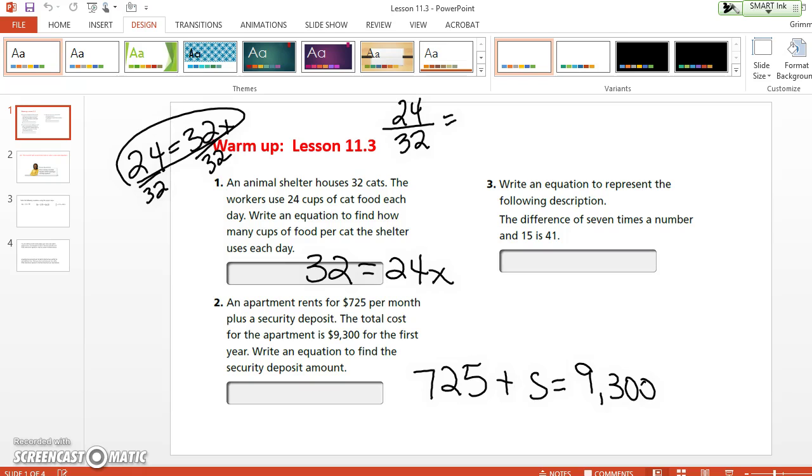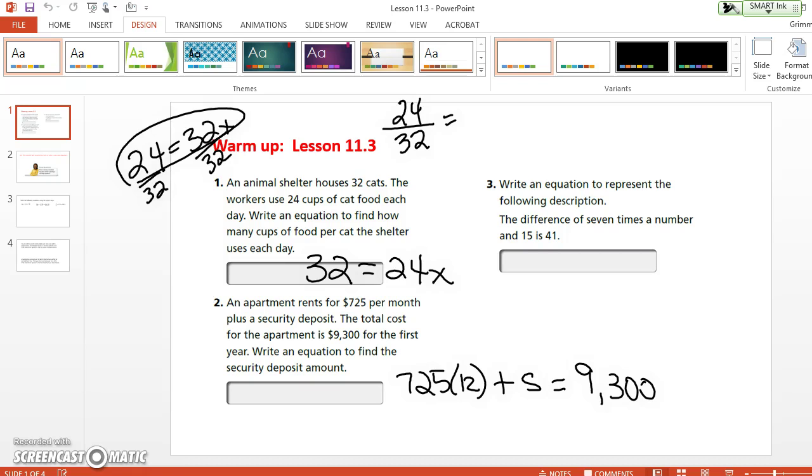So this is a weird equation, but in here you want to stick 725 times your 12 months plus your security deposit. That would really be your equation. Does that make sense? That's the only part we needed. Oh, I did that. Oh, very good. Very good. Okay, questions on that one?